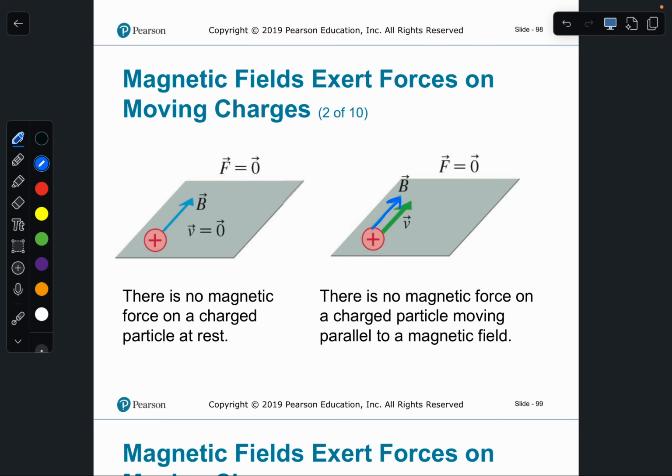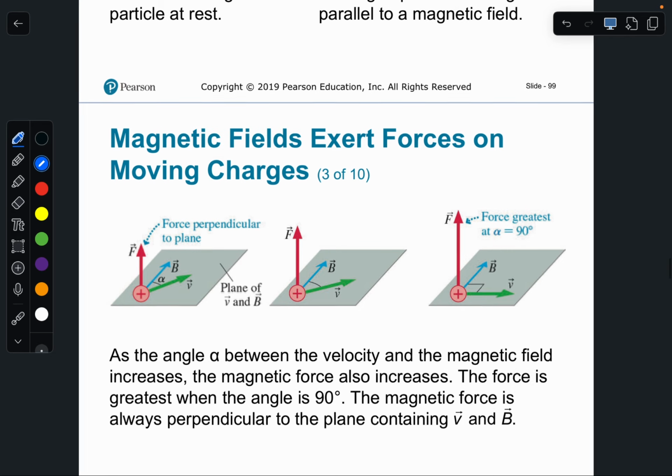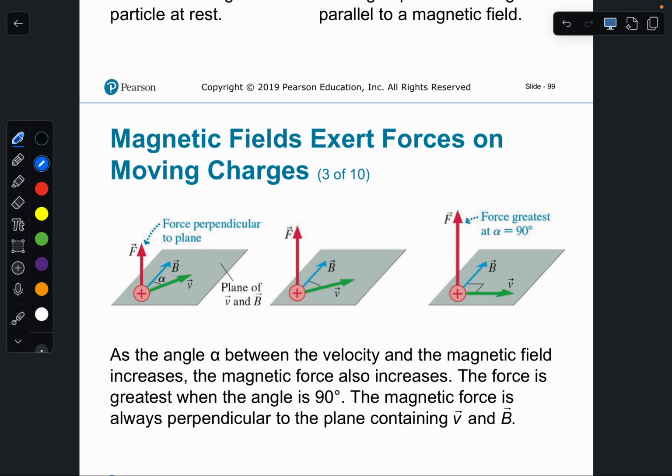There's only a certain configuration where that charged particle feels a force through the field. And that configuration is when there is some angle between V and B. Okay? So when the velocity vector of the charged particle and the magnetic field have some angle in between them, then you're going to get a force. Okay? But that force is not going to be along B, okay? It's going to be perpendicular to B.